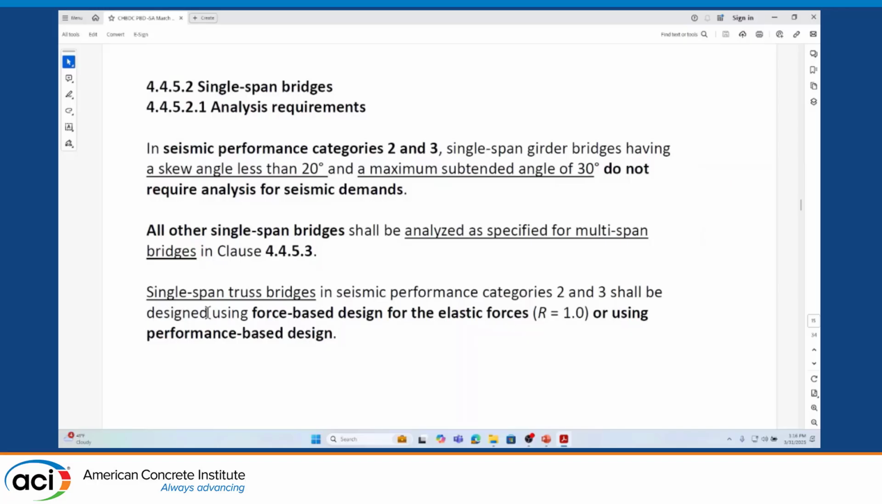In terms of analysis requirements, there are provisions for single-span bridges and multi-span bridges. When you have single-span bridges in seismic categories 2 and 3, and your skew angle is less than 20 degrees and maximum subtended angle 30 degrees, you don't need to do seismic analysis. All other single-span bridges, you have to analyze as specified for multi-span bridges. Single-span truss bridges in seismic performance categories 2 and 3 shall be designed using the force-based design method, or you can also use performance-based design.